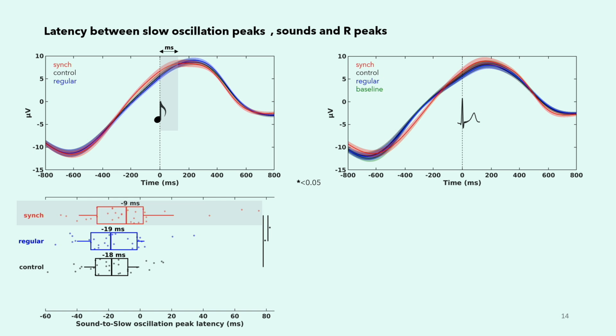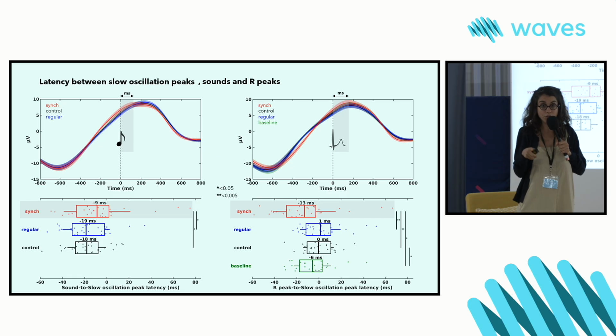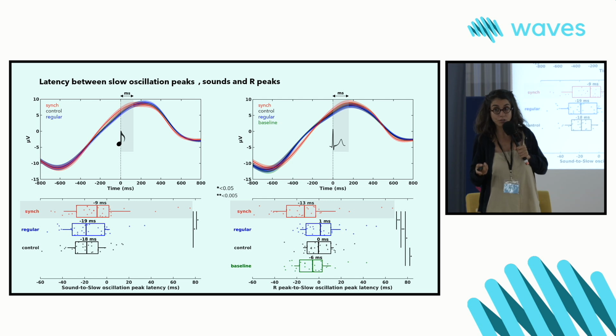To make sure that this wasn't the case, we performed exactly the same analysis, now looking at the interval between the peaks of the slow oscillations and the R peaks in the ECG. And here, I want to point out 2 interesting results, at least to me. The first is that, as you can see, the synchronous condition is different to the remaining auditory conditions and the baseline condition, suggesting that whatever we just saw here for the auditory comparison is possibly driven by the sounds indeed.